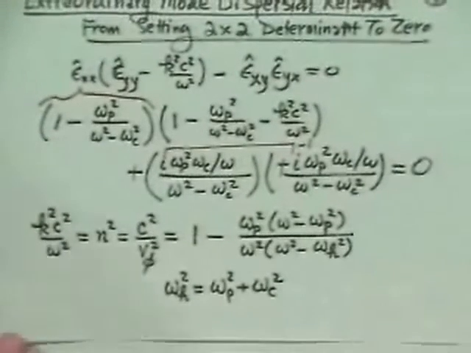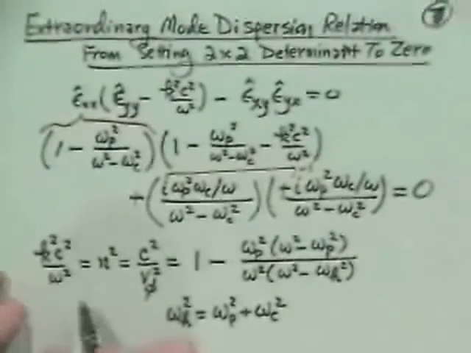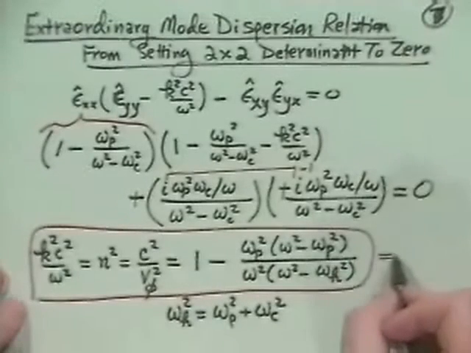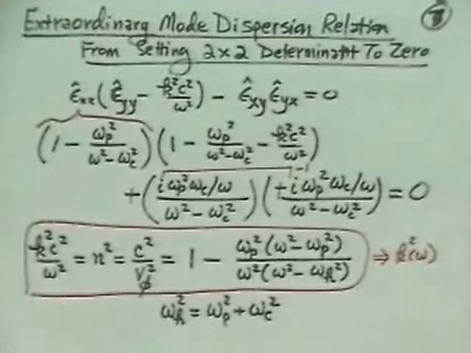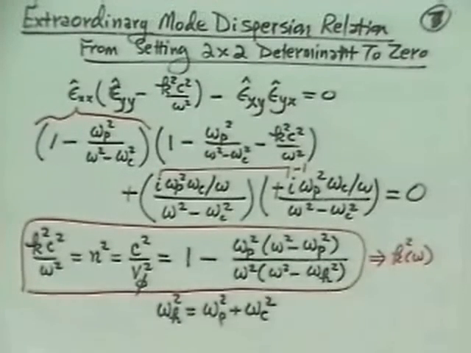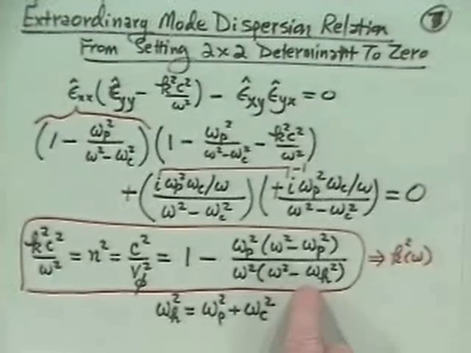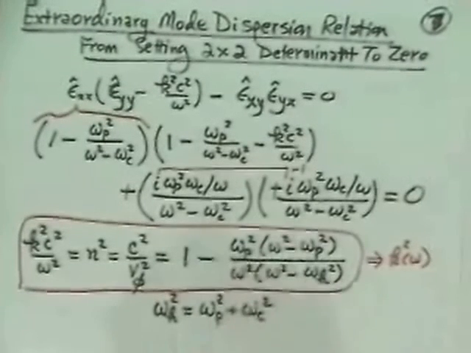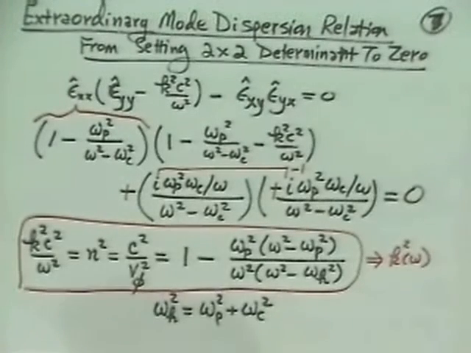Now, this is our general extraordinary mode dispersion relation. Written in this form, this is k squared of omega. So you tell me the omega, and I'll tell you the k that it propagates with in the plasma. Now, there are some particularly interesting points at which this dispersion relation has some interesting properties. Basically, k can be zero. You can imagine some frequency for which this whole right-hand side is going to be equal to zero. And there's an additional point where omega is equal to the upper hybrid frequency, at which k is going to be infinite. And that point is going to be called a resonance.